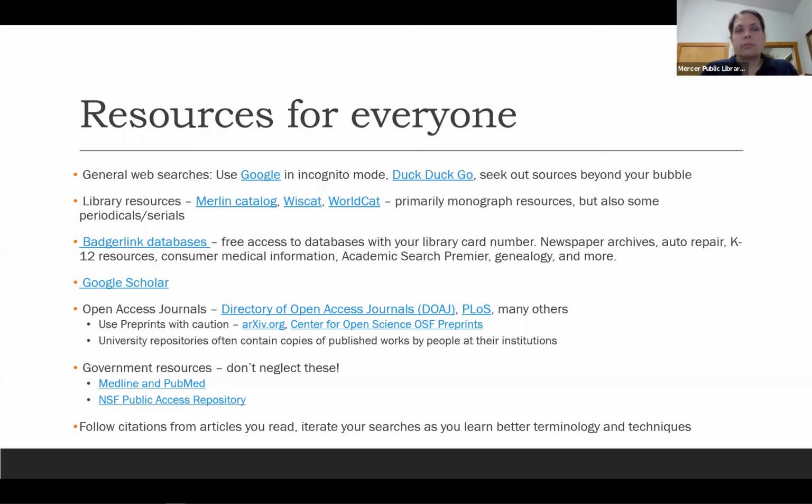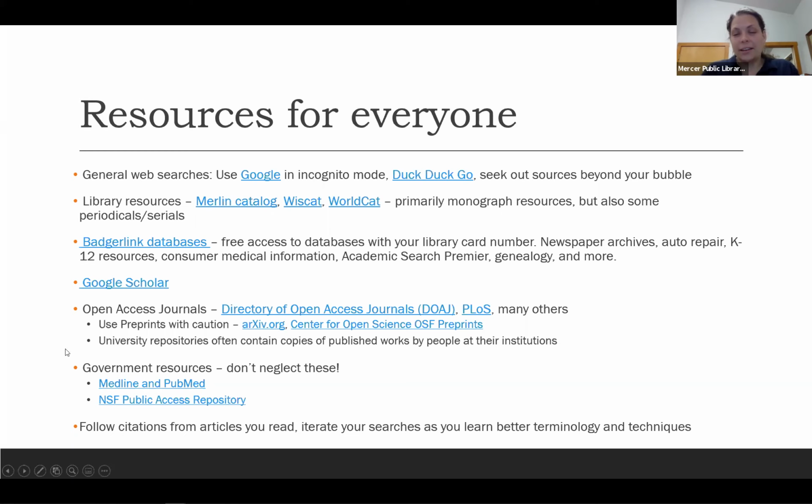Another important resource are government resources. So Medline and PubMed are some of the best medical databases out there for finding access to new information. The National Science Foundation's Public Access Repository, this is, again, back to President Obama's executive order, making all federally funded research be publicly available. Things go to the Public Access Repository. It has a ton of great information. It's not always super easy to use because it's not indexed as well as some of these other databases are. But there are some databases that are available in BadgerLink that index some of these other publicly accessible journals. So there are multiple ways into these things.